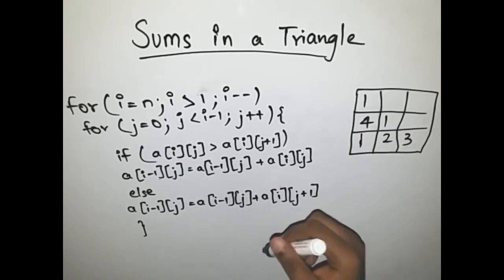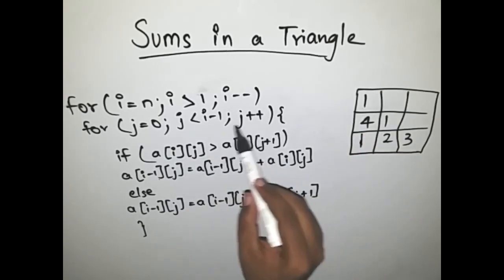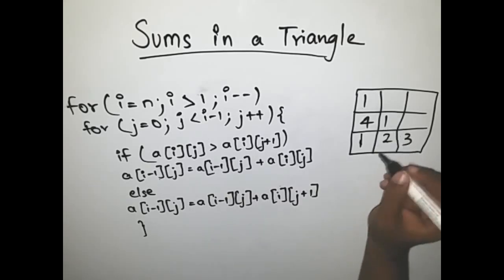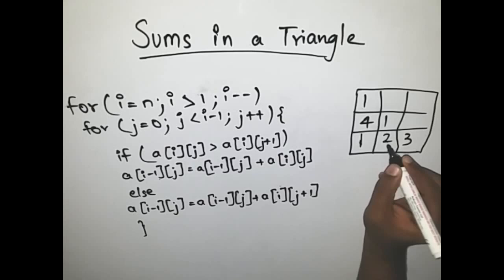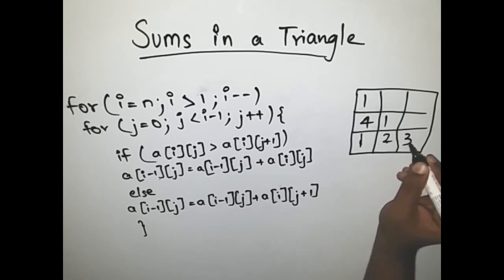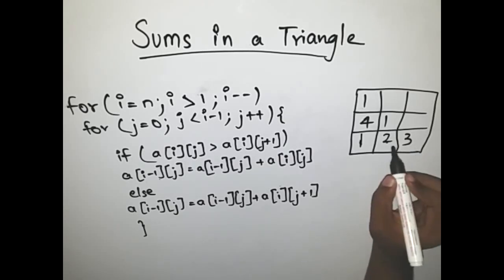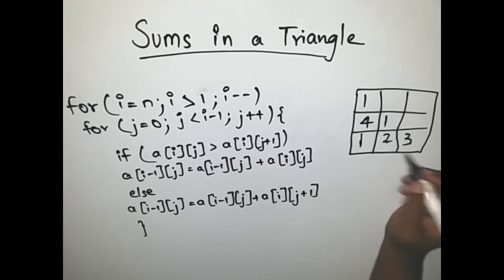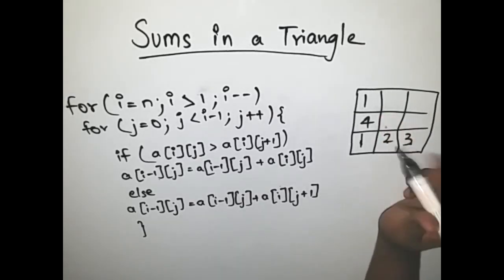Then it comes out of this for loop, and j is incremented here. So we come to this element, and a of i j is 2 and a of i j plus 1 is 3. So we take the maximum of 2 and 3, and it's added to the one here, that is a of I minus 1 j. So the maximum of 2 and 3 is 3. So 3 is added to 1, and we get 4 here.